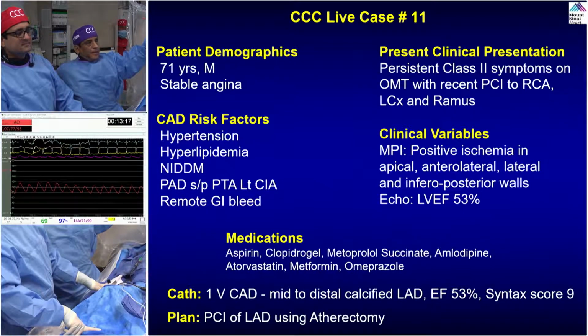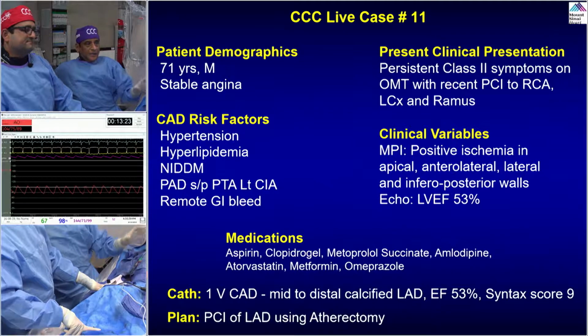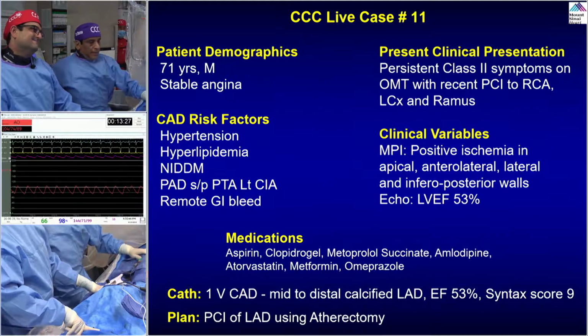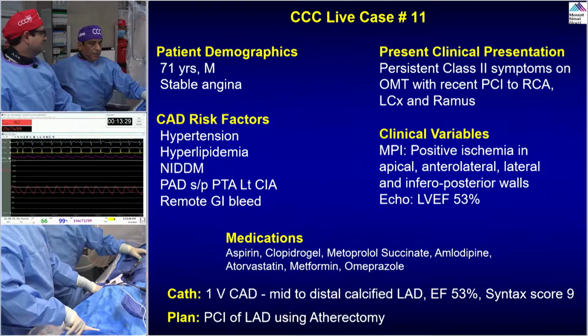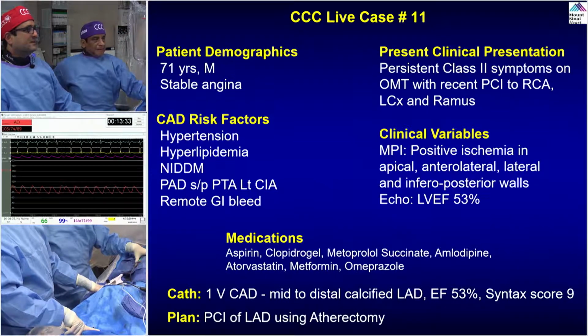Now you see here the stent in the circumflex, which is fine. There is a moderate disease before the ramus. The ramus and/or OM already have stents there, which look good. And then the question is what to do with this diffusely diseased LAD. And this is the LAD.